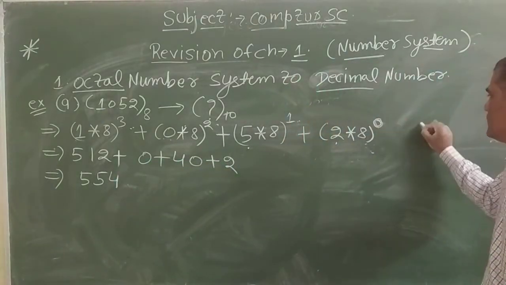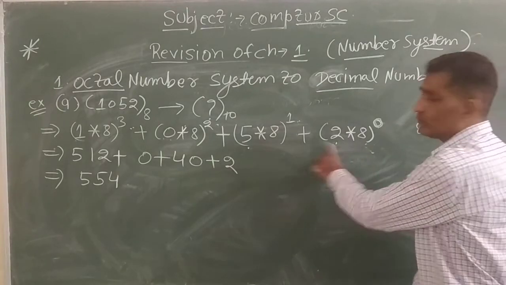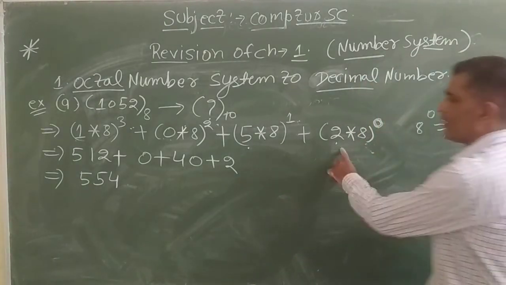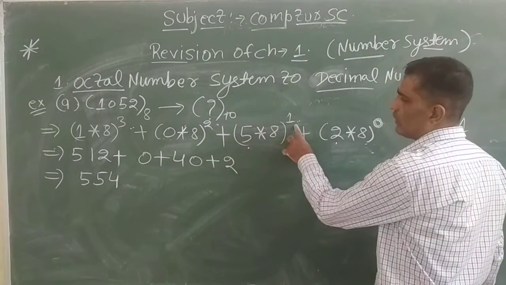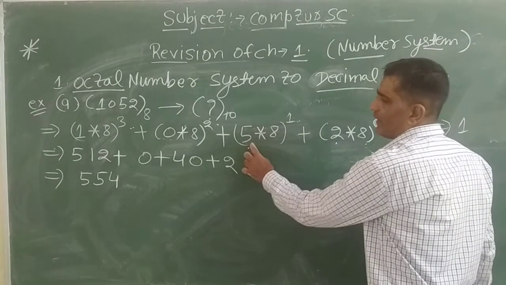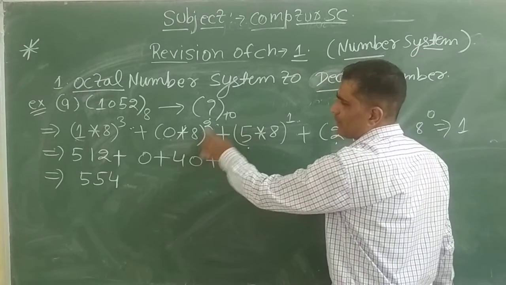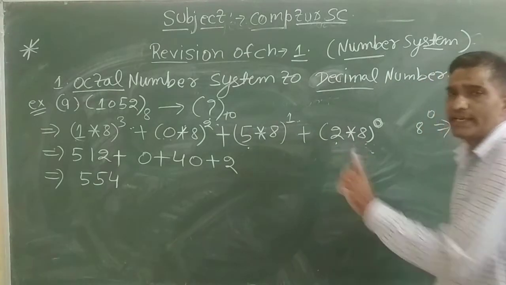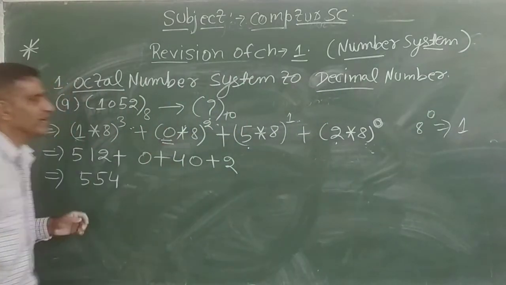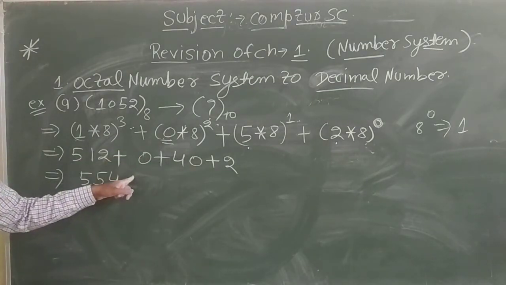8 power 0 means 1. 1 multiplied by 2, write 2. Again, 8 power 1 is 8, 8 multiplied by 5, 8 5s are 40. 8 power 2 is 8 into 8, 64. But 64 multiplied by 0, we have to know that any number multiplied by 0 gives 0. It is a common thing, students.